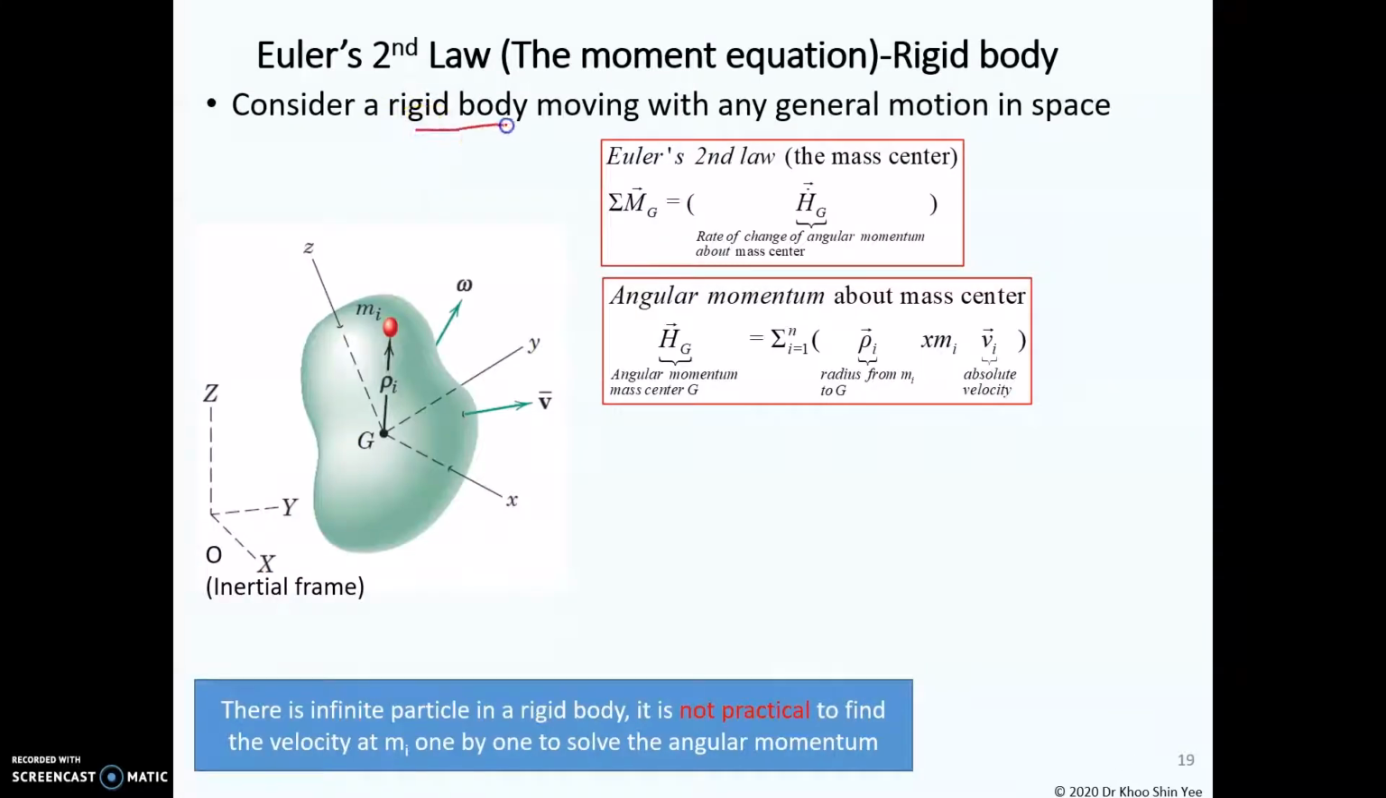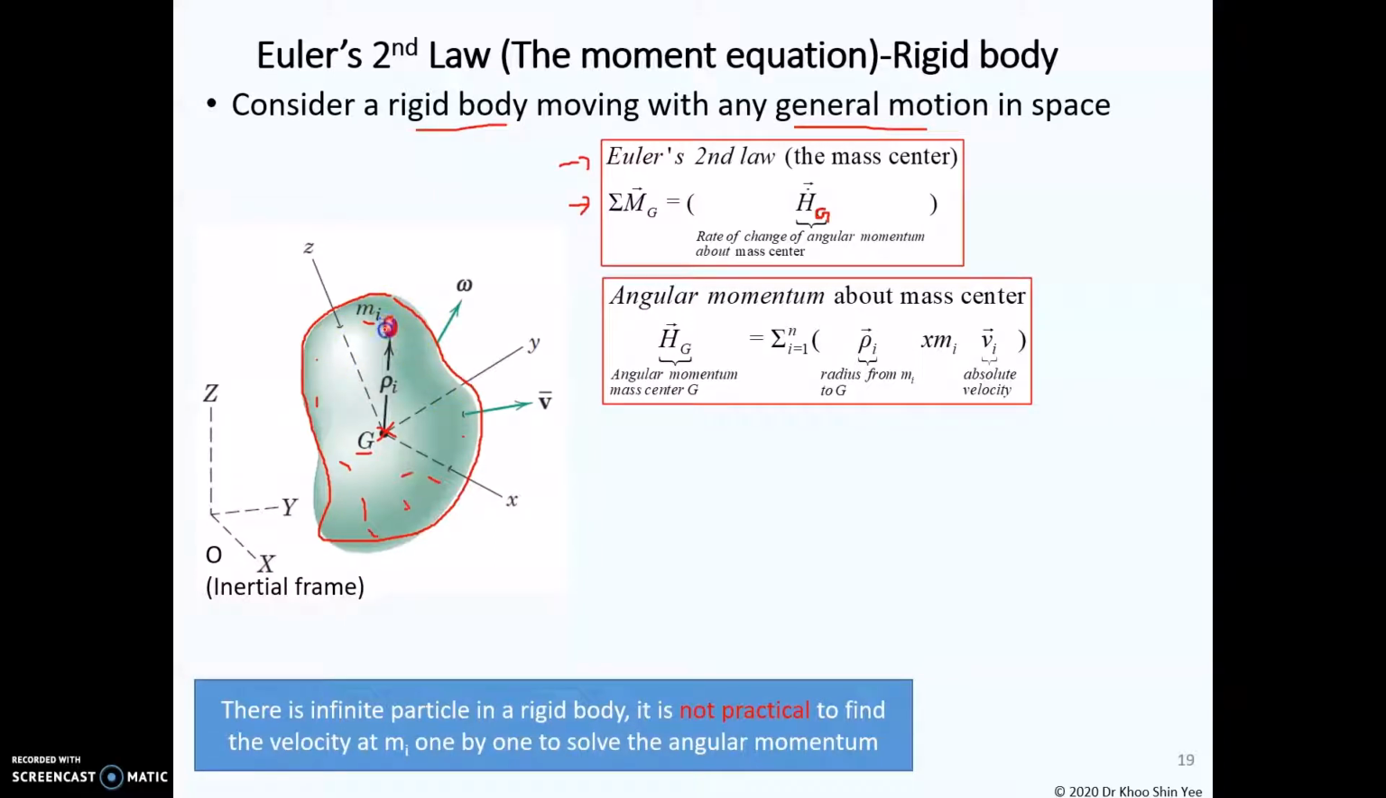Consider a rigid body moving with any general motion in space. By using Euler's second law, we can find the total moment acting at the center of mass, which is defined by G, equal to the rate of change of the angular momentum about the mass center. So imagine that this rigid body is formed by infinite particles inside.